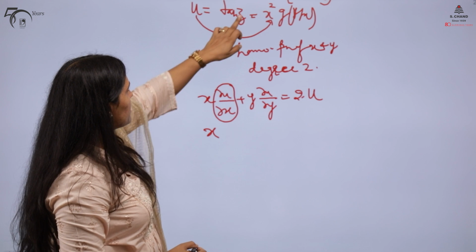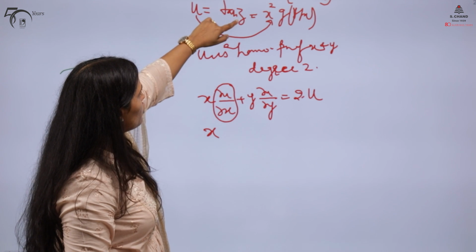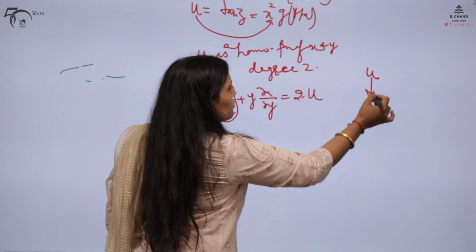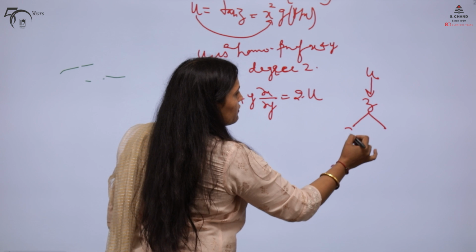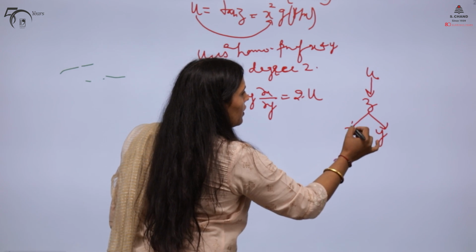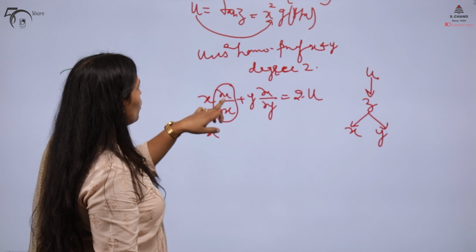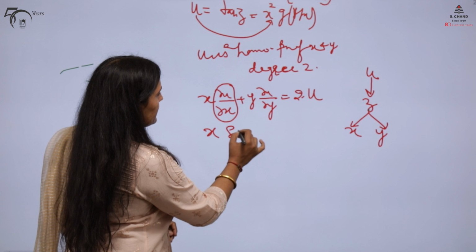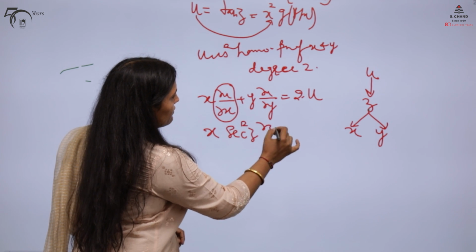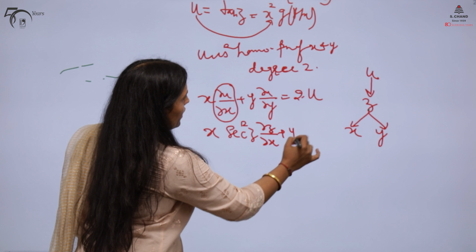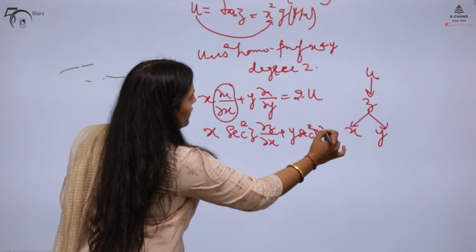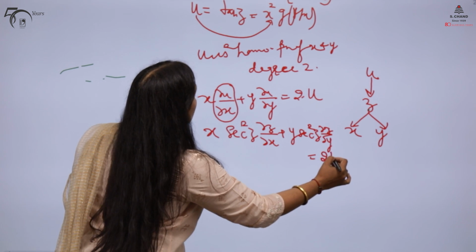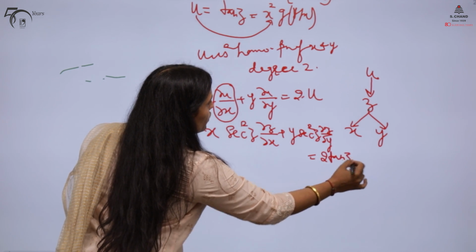So del u by del x means first you will be taking the derivative with respect to z, and then the z derivative with respect to x. Anyhow, I am making this chain because u is a function of z, z is a function of x and y. There is a reverse in the chain this time because of the variables. So del u by del x means first the total derivative with respect to z. So it is secant square z, and then del z by del x, plus y secant square z del z by del y, and 2 into u, keep it, 2 into tan z is 2 tan z.